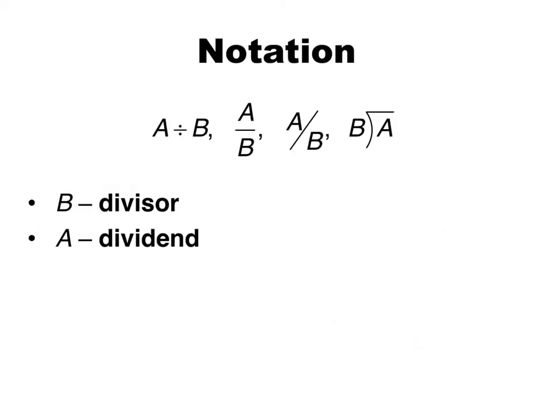So first let's review a couple of things from last section. When we talked about division, we had some different notations for division. We have something A divided by B. This is the most common notation we'll use. We can also use this fraction notation, or we could use this sloppy slash notation or this other notation.